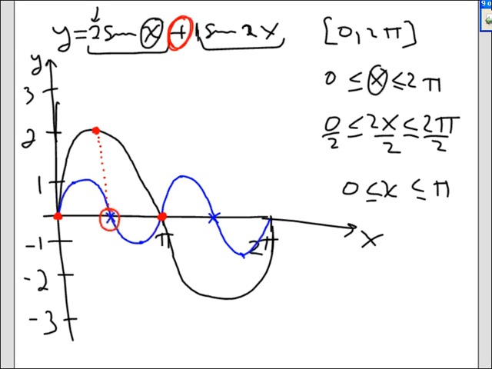At this x value here, the blue graph is at 0, and the black graph is at -1. 0 plus -1 is -1. So I'm going to be here. And again, at 2 pi, they're both 0. So I'm going to be here.